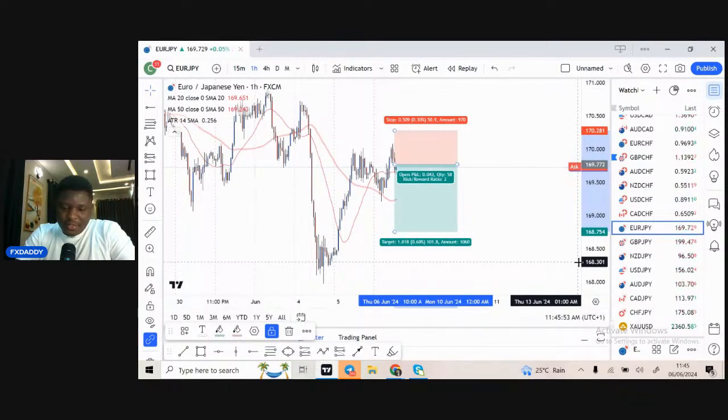Okay, but I think I can just pin this one. Good. So I just pinned the chart for you guys. I just pinned the entries for you guys. EURJPY instant sell at 169.772. Stop loss at 170.281, and TP2 at 168.754. Right. So that's it.